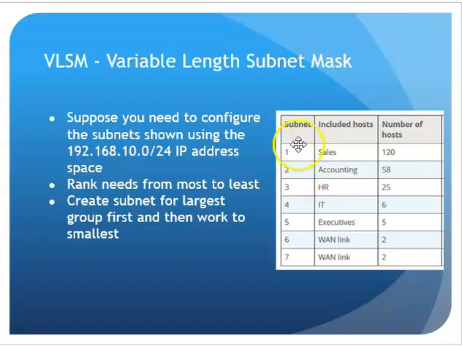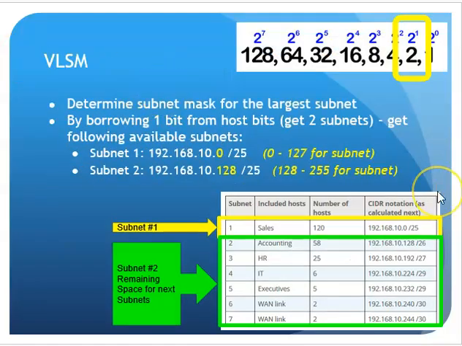And what you end up doing is allocating a large subnet for this, and then you take the other subnet and break it into pieces to accommodate this, and so forth as you work your way down to get to the smallest one. So in this example, I'm just going to try to show you here what's going on.